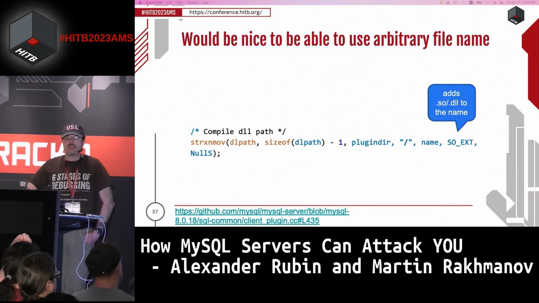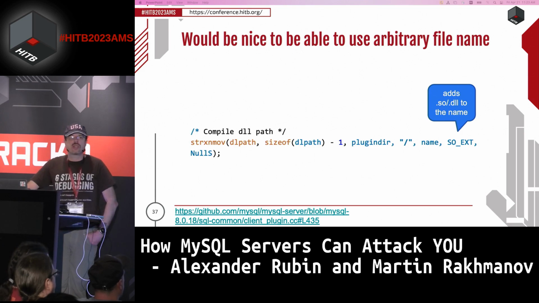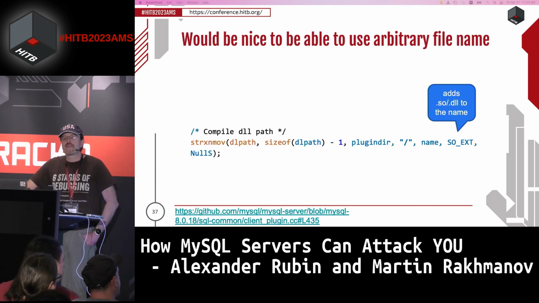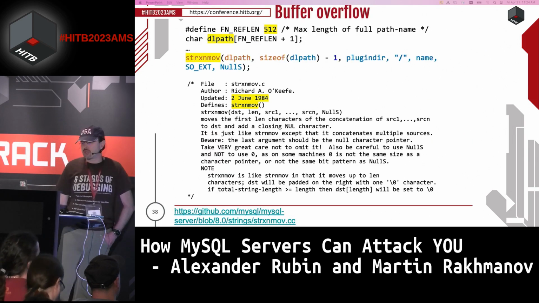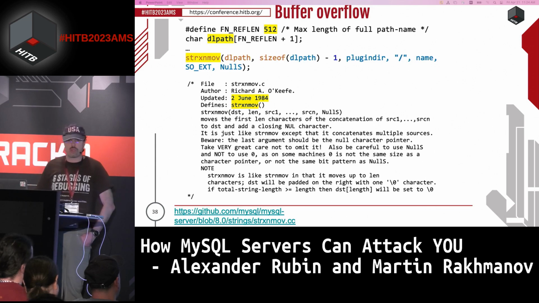It would be nice to be able to use an arbitrary file name. Currently, the code actually adds the .so extension to that file name. And this is not good, right? If I somehow push this to the client, adding .so is more complicated. So let's look at this function. Actually, I was wrong. This function is from 1984, not 82.